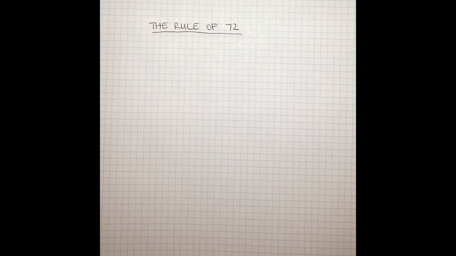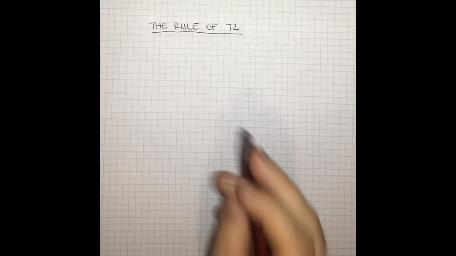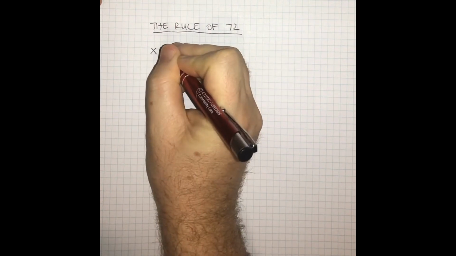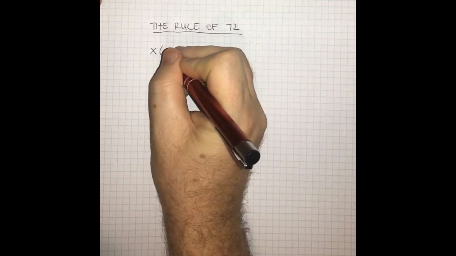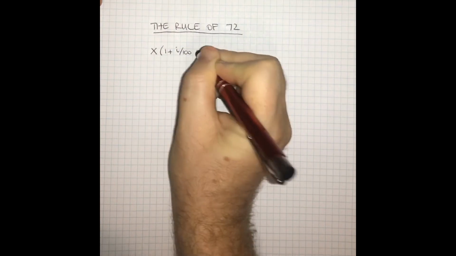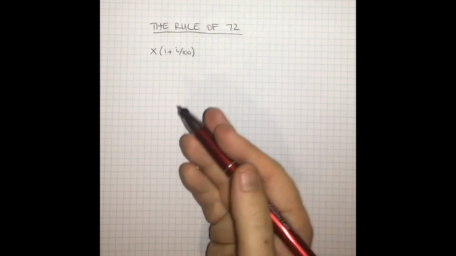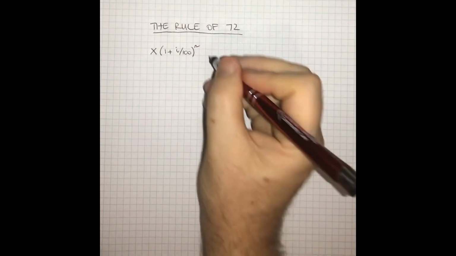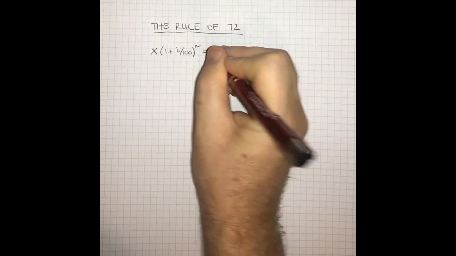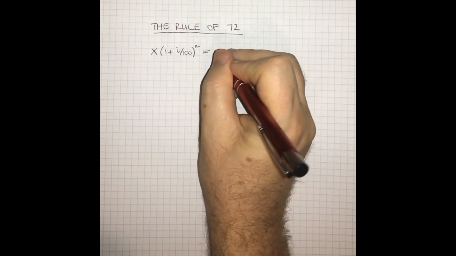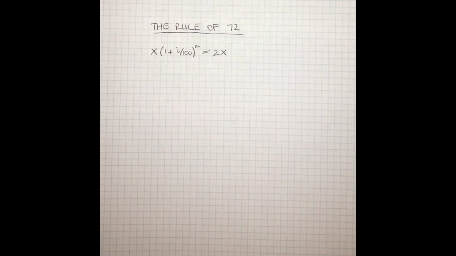So the basic idea, or the algebra that we need to solve, is that if we had an investment of X, and if that investment was going to earn a rate of return of, say, I on 100, and if that rate of return was going to be earned over n years, then what would the rate of return need to be, or the number of years need to be, to make that investment of X turn into 2X? So that's the basic algebra that we need to solve.